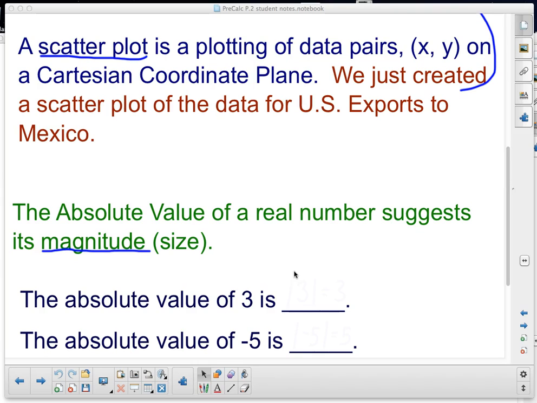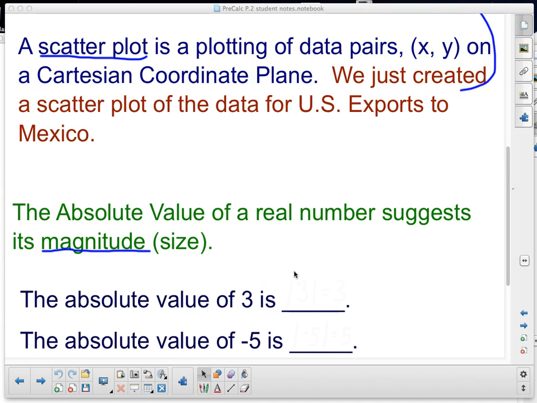Now we'll be representing a lot of information as graphs, and we'll do scatter plots. We'll also be doing some stuff with your calculator and some regression analysis. But for right now, just basic scatter plot graphing, x, y coordinates, and being able to show your data from a table.